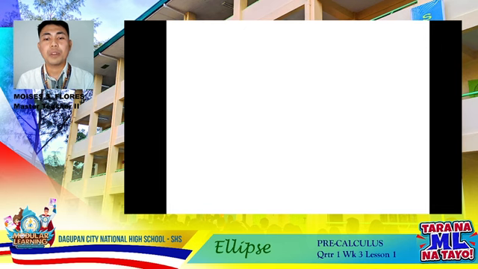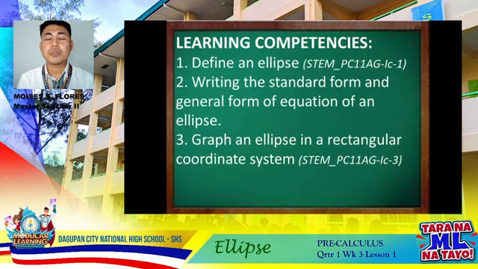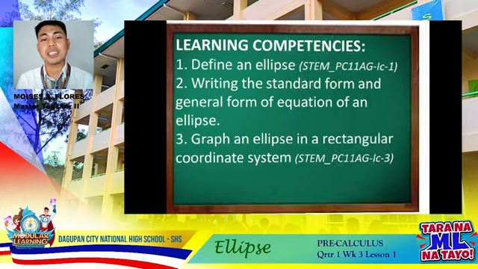Now, what are our learning competencies? The first one is we're going to define an ellipse. Second, to write the standard form and the general form of the equation of an ellipse. And of course, the third one is we're going to graph an ellipse in a rectangular coordinate system.